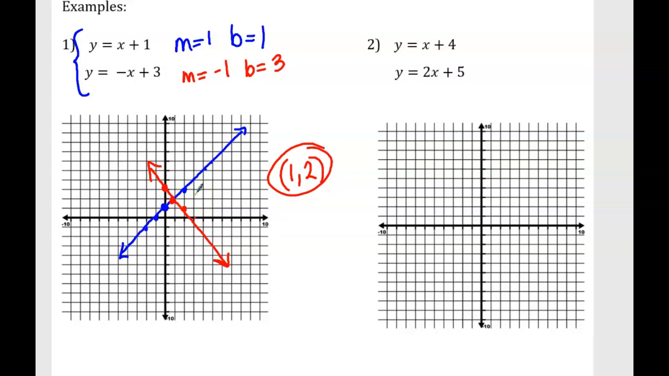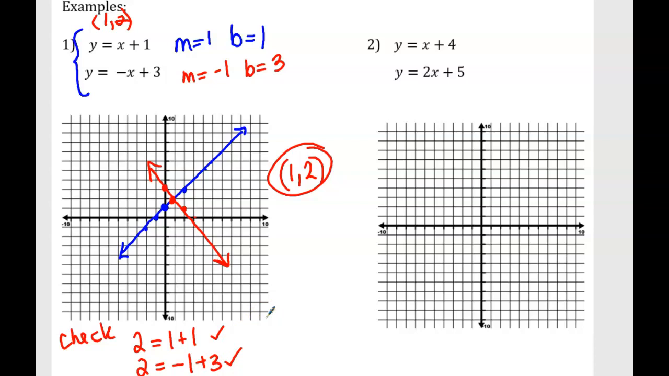All right, I can check that then by taking the 1, 2 and plugging it into both of these equations. And I'll do that down here. So my y is 2. Does that equal 1 plus 1? Yep, that works. And the second one, my y is 2. Does that equal, well, it's -x, so -1 plus 3, and that one works. So I did my check step, and I can verify that it works.